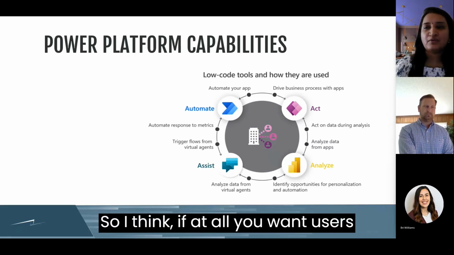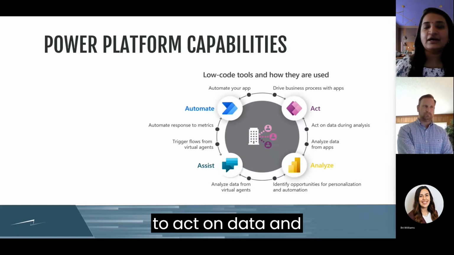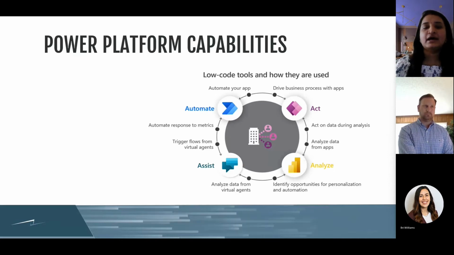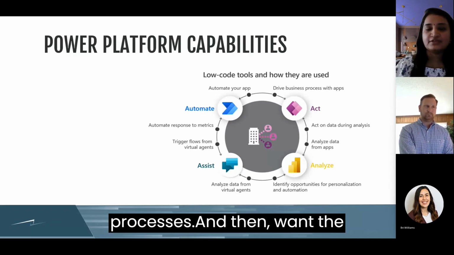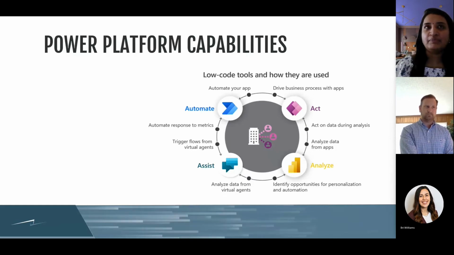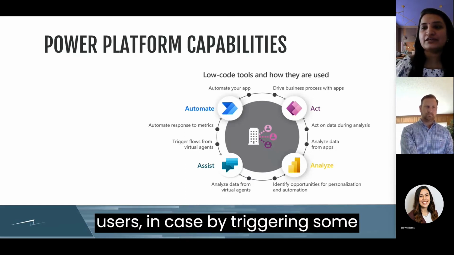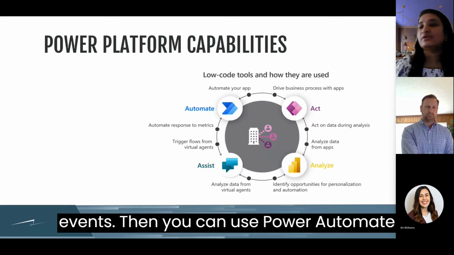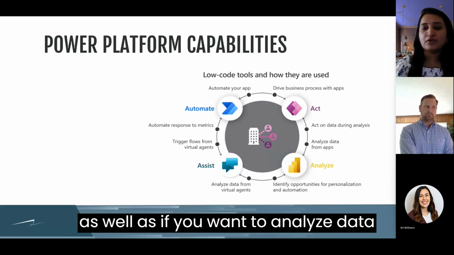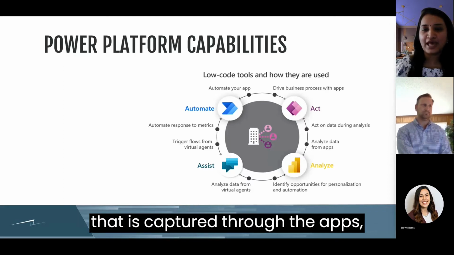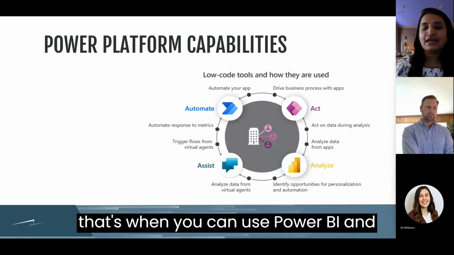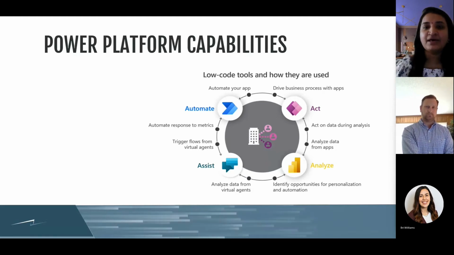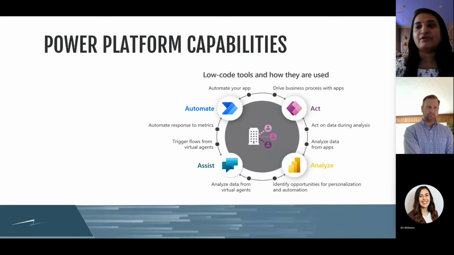If you want users to act on data and drive business processes, then we can use Power Apps. If we want to automate processes and have Power Automate act on behalf of users, triggered by data triggers or events, then you can use Power Automate. If we want to analyze data captured through the apps, you can use Power BI. You can embed a Power BI dashboard or a tile in a Power App, as well as embed a Power App in Power BI.